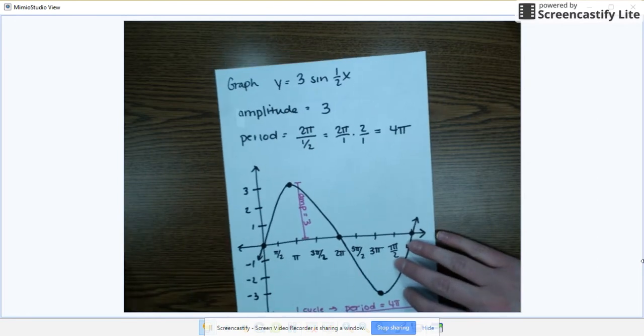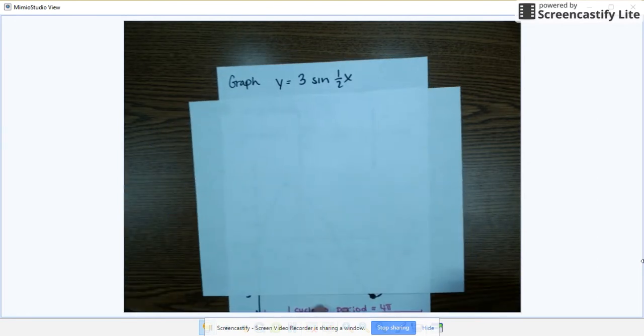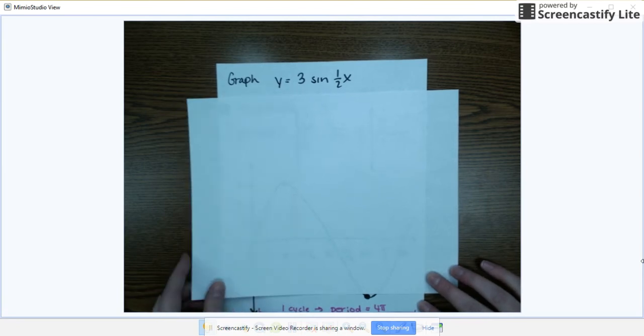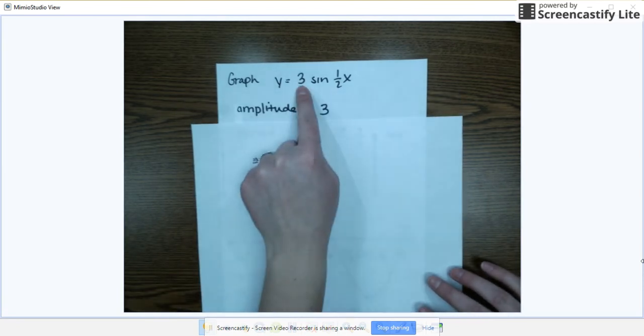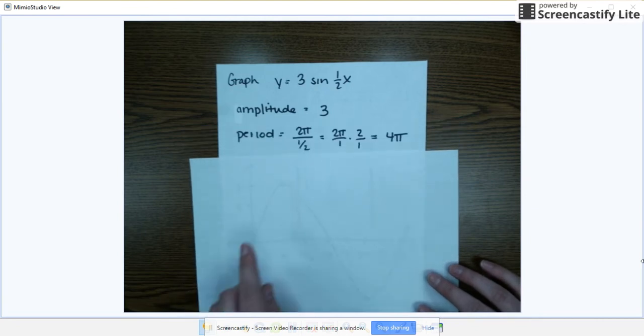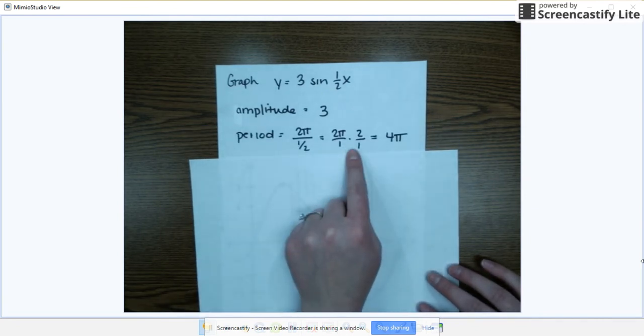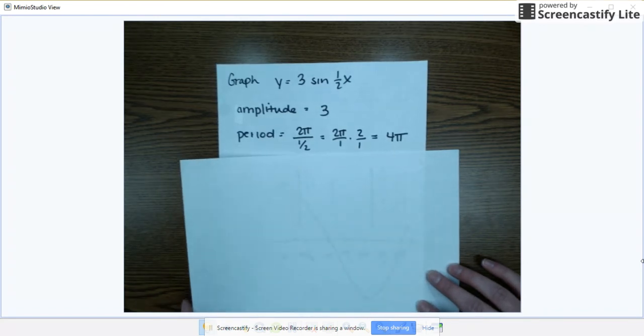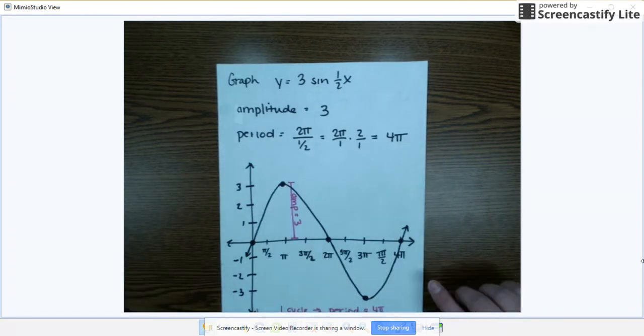We're going to look at one more graph. So we're going to graph 3 sine of 1/2 x. First thing is always to find our amplitude. Our amplitude is 3 based off that a value. Our period is 2 pi divided by our b value. We don't divide fractions, we multiply by the reciprocal. So our period is 4 pi, meaning in order to get one cycle done, I have to go all the way out to 4 pi.